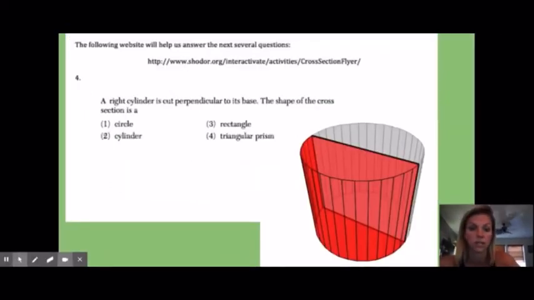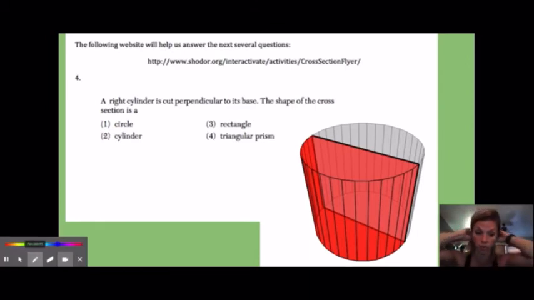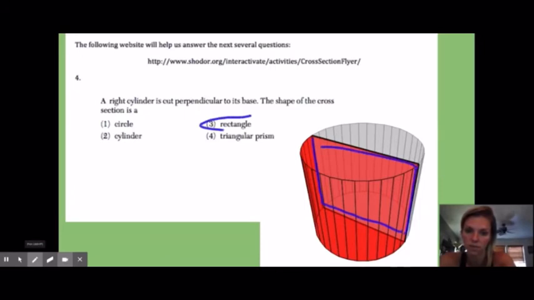Let's look here. Now I have the pictures on the side that have the answers because it's hard to visualize. All right, it says a right cylinder is cut perpendicular to the base. The shape of the cross section is... So if you got this on the Regents, it would not have that picture, but since there's no Regents and this is tough to see and learn, and we're doing it really fast, we put them in. So if you look here, a right cylinder is cut perpendicular to the base. The shape of the cross section is, well, you can see, this cross section here is a rectangle.